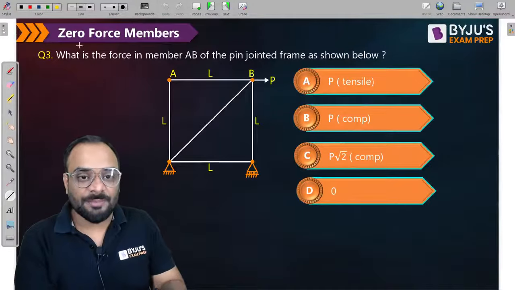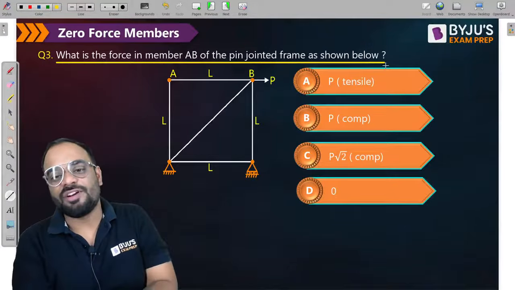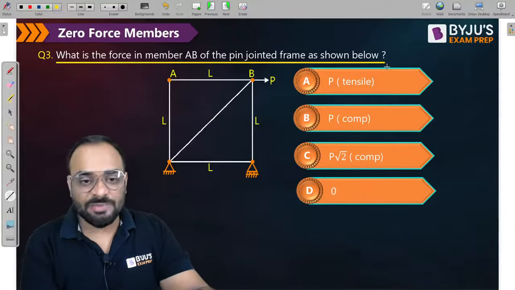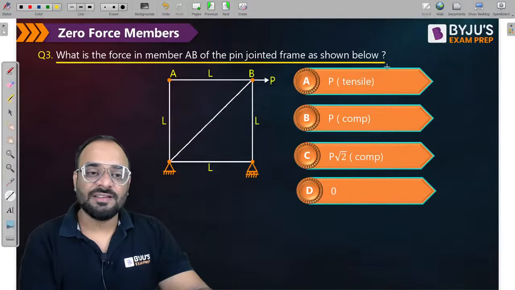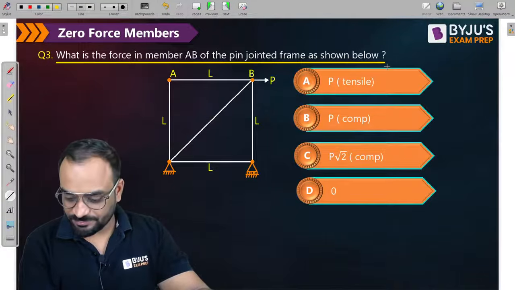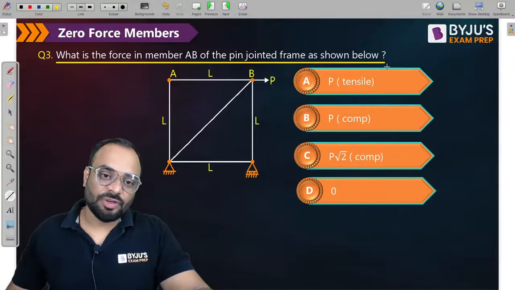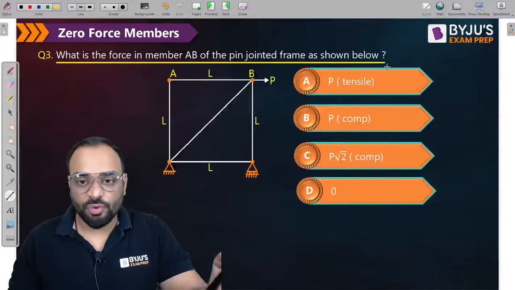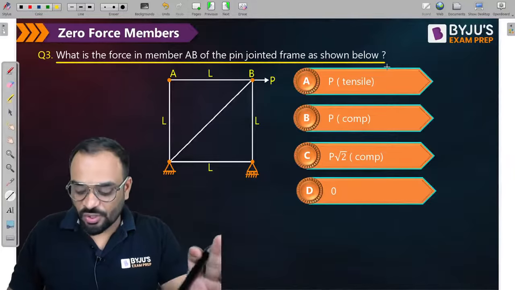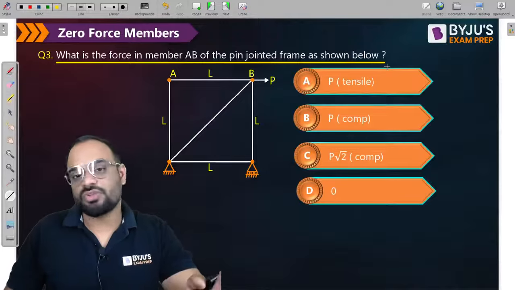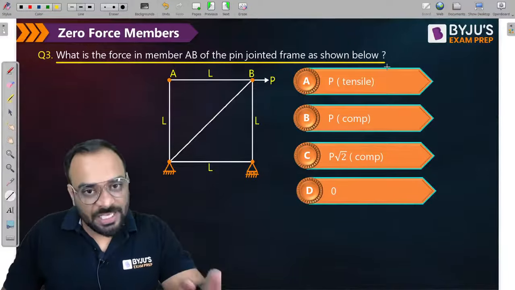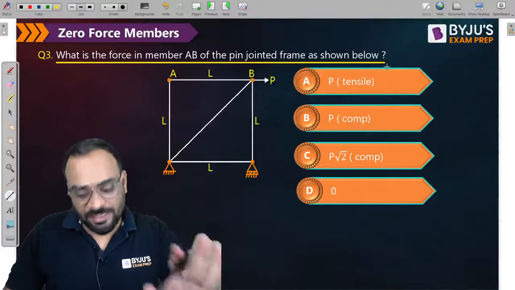What is the force in member AB? I think this problem we have already discussed in our example. So please let me know the answer quickly. We have already discussed this particular member. Write down, guys, the force in member AB. Again, do not get confused. You can solve the problem either from joint B or joint A. That is your choice. I will prefer joint A to find out the force in member AB.